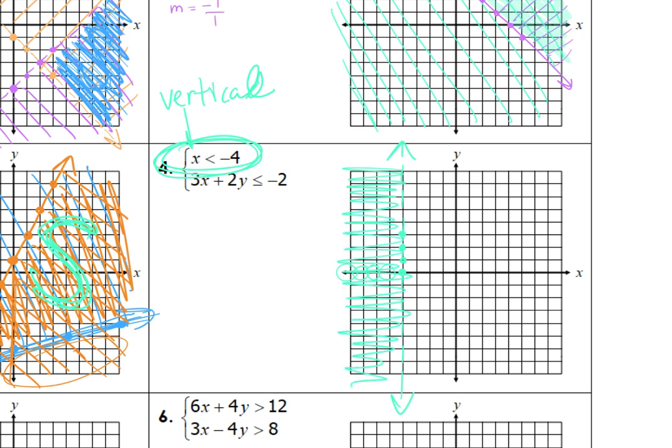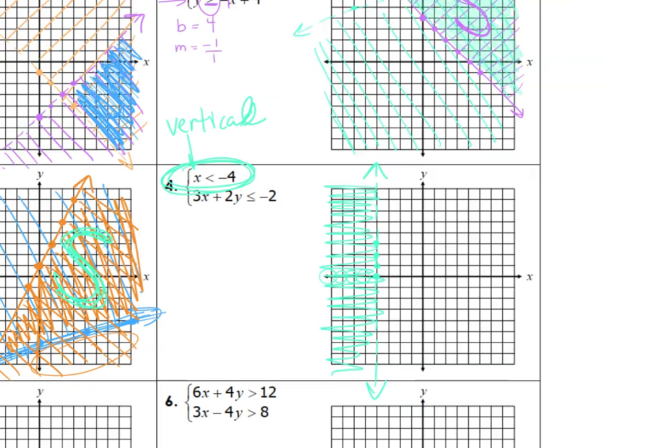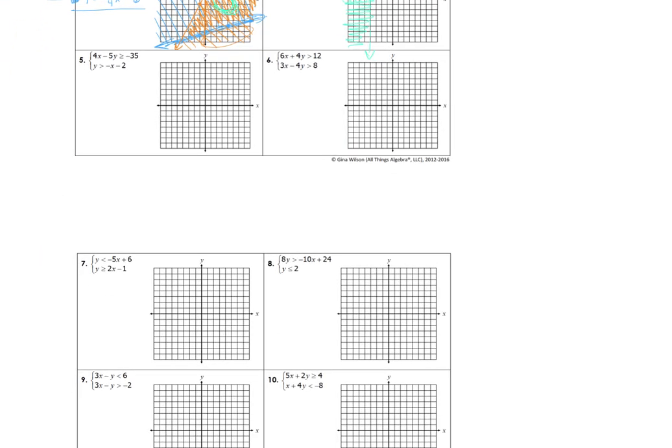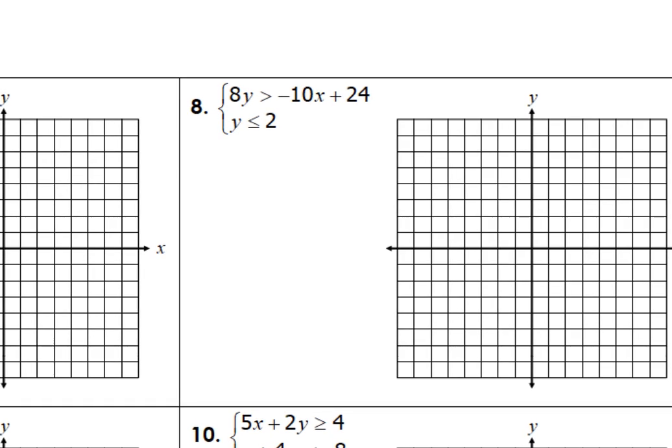Okay, and we're not going to finish that problem. I just wanted you to see the vertical line. Then I want you to jump to number 8. How do you graph y is less than or equal to 2? Where is your y value always 2? This way now, right? So maybe you want to write that in. Y is always going to be a horizontal line.